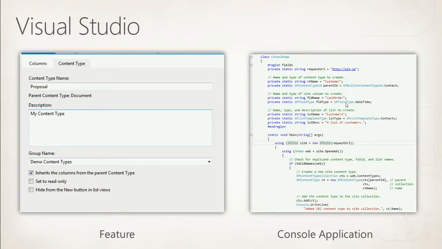I've also gone ahead and just used a basic example, similar to what you do inside of PowerShell. If I wanted to create a console app or a batch file, that could go ahead and create new columns, create new content types, and then associate things like columns to that content type, associate document templates, retention policies, etc.